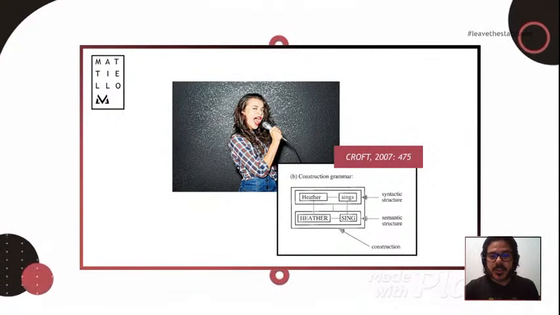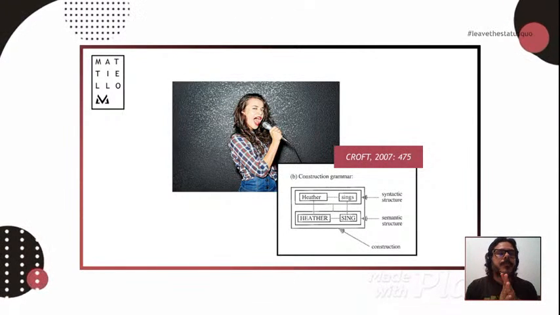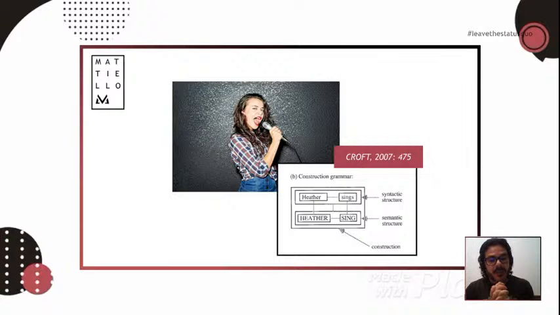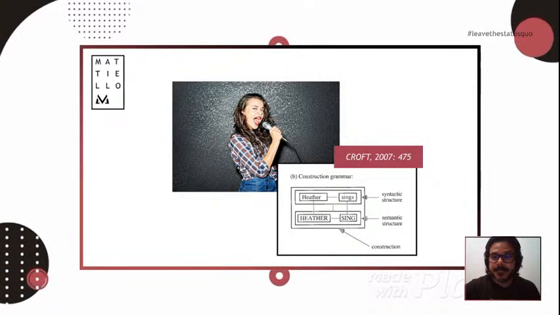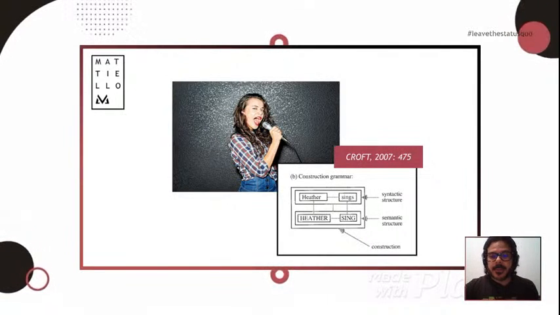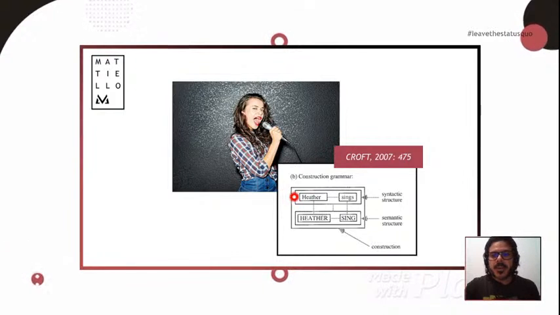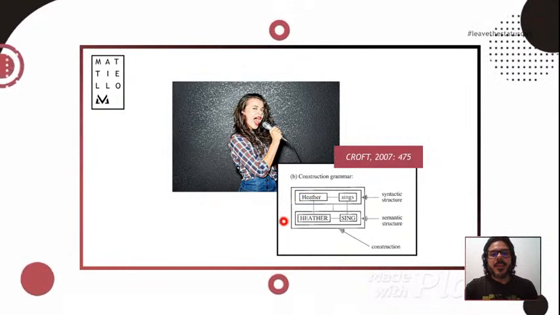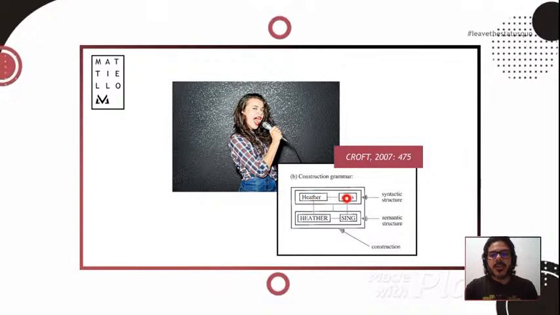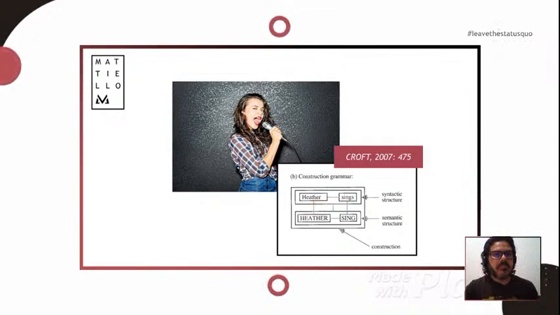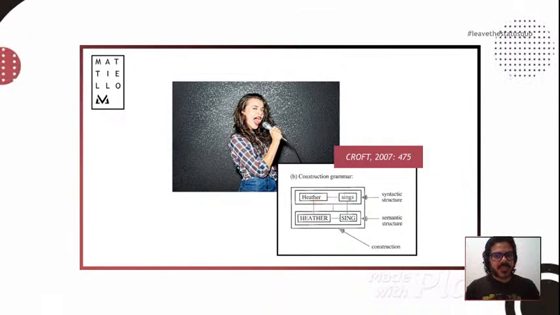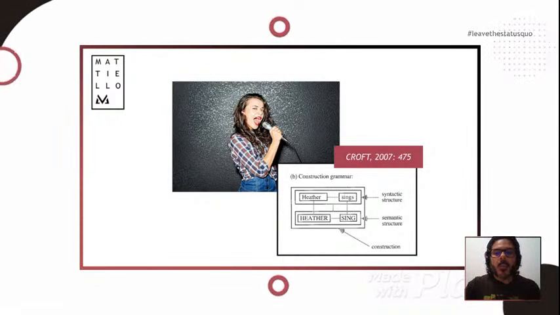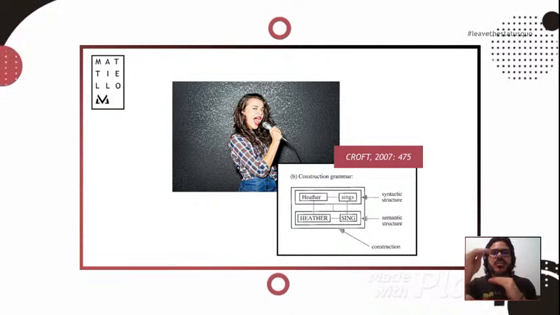There's a table here that I got from a study by William Kraft from 2007. Okay. Let's try to understand that. So what we have here is a sentence. Heather sings. Very simple sentence. Heather sings. Okay. So according to William Kraft, what we have actually is two layers.